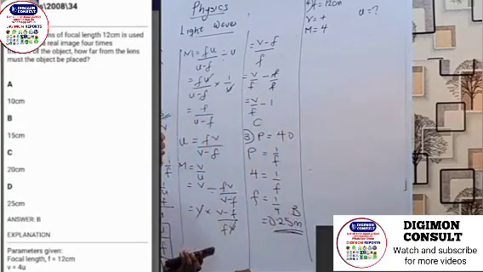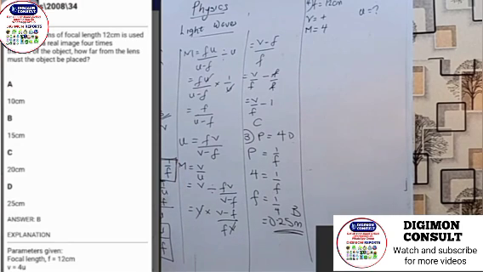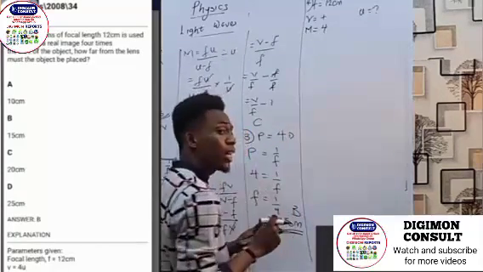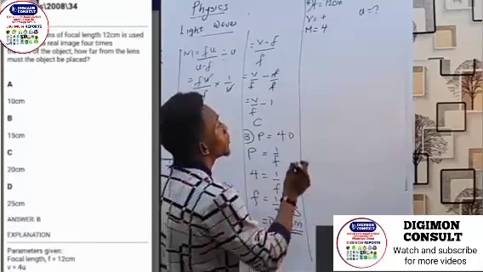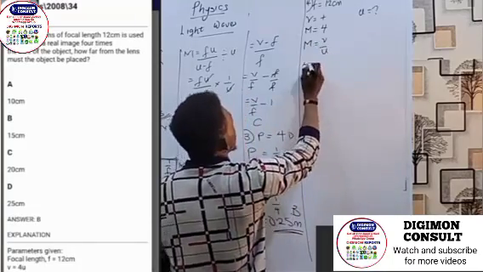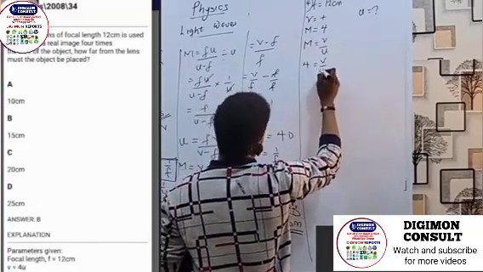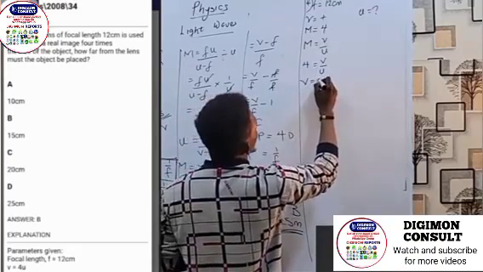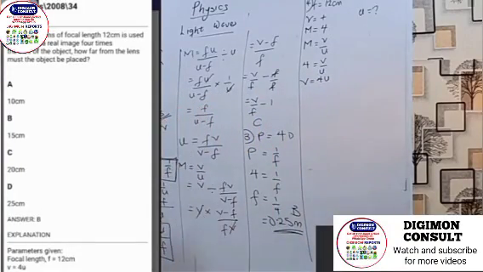But to get U, I need to know, based on my formula, which is 1 over U plus 1 over V equals 1 over F, for me to get one of these letters, I must know the other two. But right now, I do not know V. I only know F. And instead, I know the magnification. That should tell me that I have to do something with this magnification. Magnification equals V over U, as you are well aware. That means 4 equals V over U. And if I cross multiply, V equals 4U, which means I now have a way to represent my V in terms of U, leaving me with just one unknown.